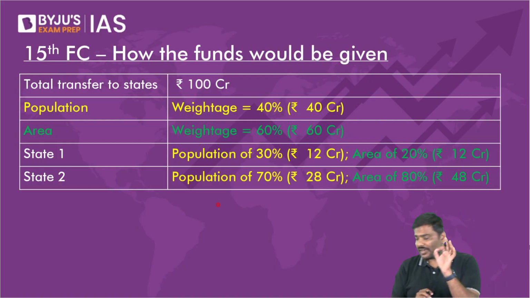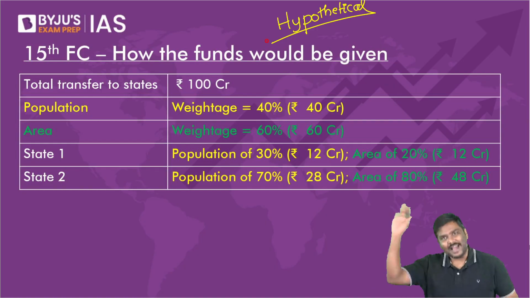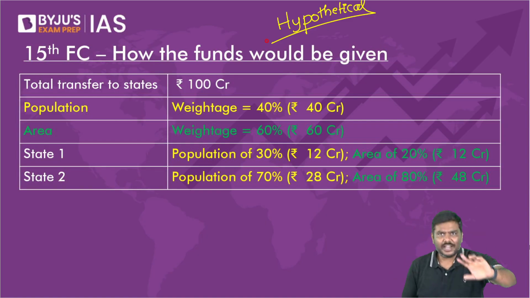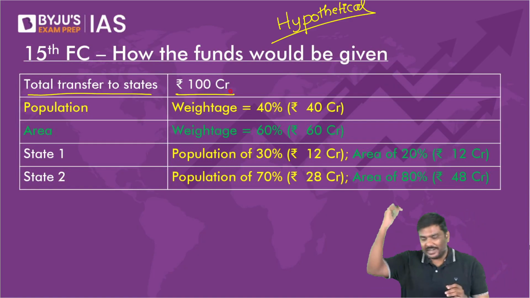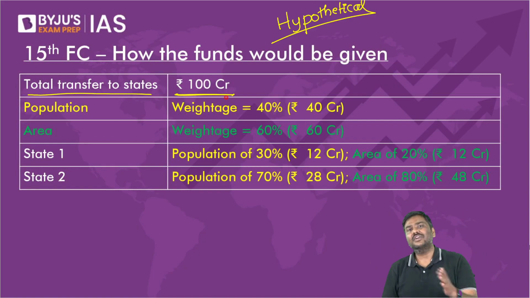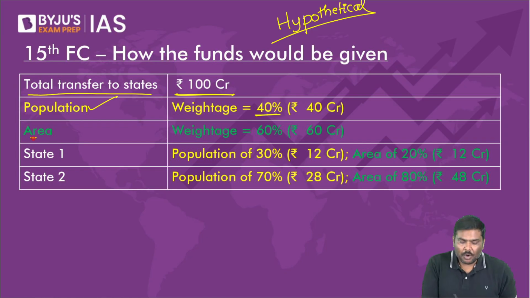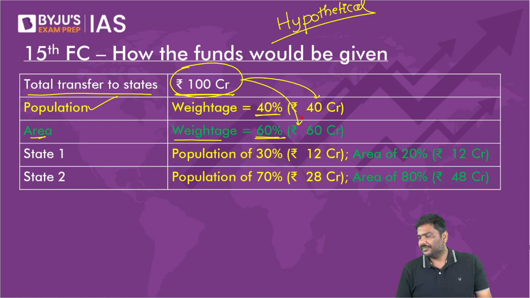Look at the term that I'm writing at the top of the slide. Let's say hypothetically, there are only 2 parameters considered by the Finance Commission and only 2 states in India. So total transfer done to the states, let's assume that is a vertical devolution. Let's assume the total transfer done to both of these states put together is 100 crore rupees. Now population weightage is 40% and area weightage is 60%, which means this 100 crore will be divided into 40 crore as well as 60 crore rupees. Any difficulty here?